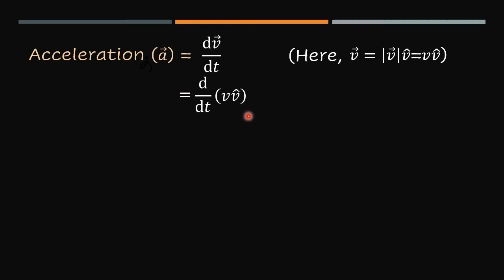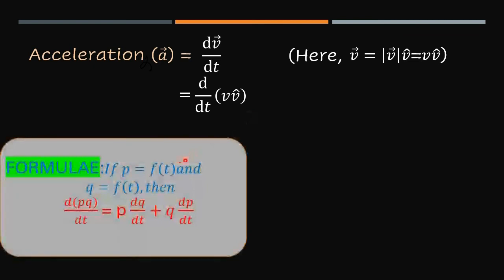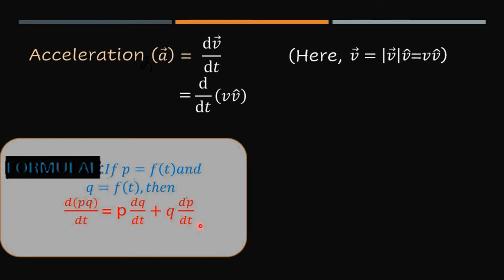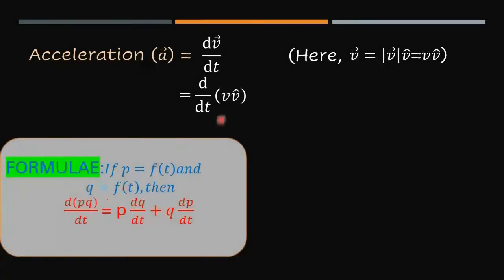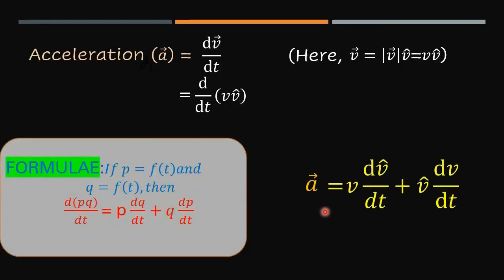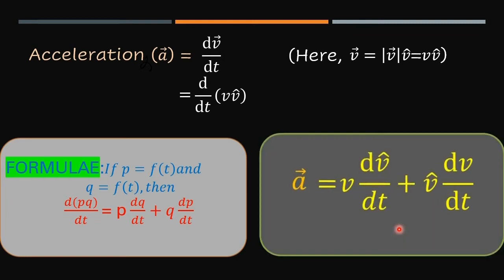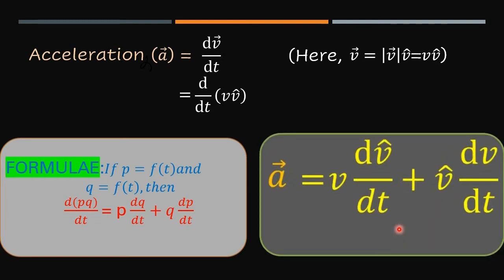Now this form of differentiation can be expanded by using the standard differentiation formula. If P and Q are two variables which are dependent on time, then the differentiation of the product of these two variables can be expressed in this form. Now if we replace P by v and Q by v cap, then we get acceleration in this form. This form of acceleration will be used as the master formula to understand the centripetal and centrifugal force.